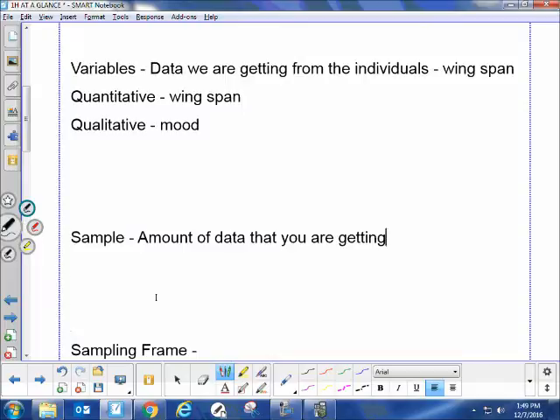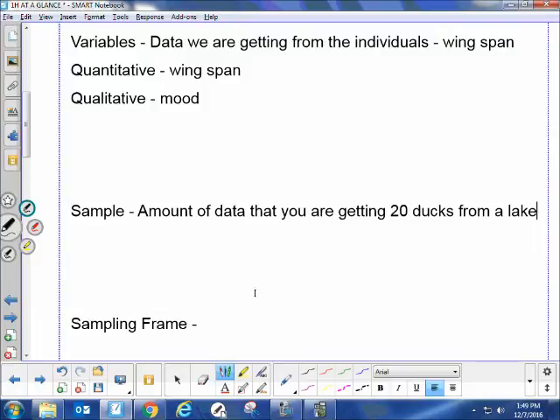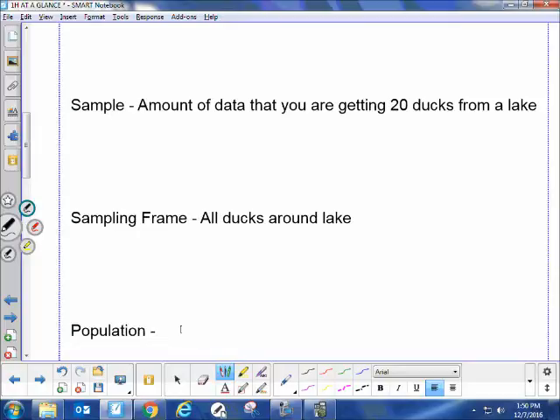Okay? The sample is the amount of something that you are taking. Okay, so let's say we got a total of 20 ducks from a lake. Okay, the sampling frame would be, hey, I got my ducks from the lake, so the sampling frame would be all the ducks around the lake that I could get. But the population would be all North American ducks.